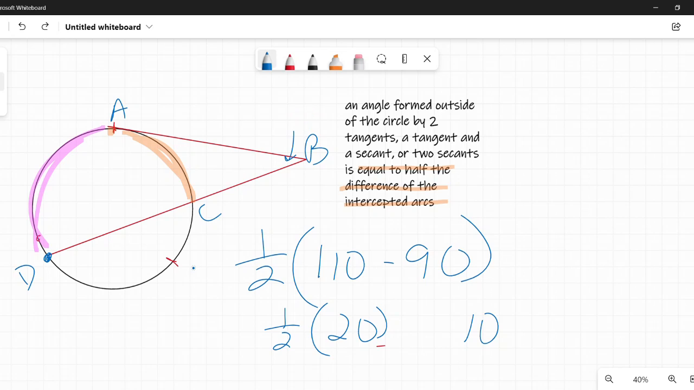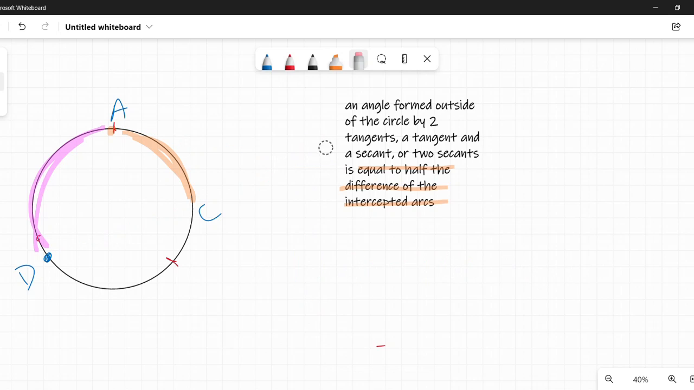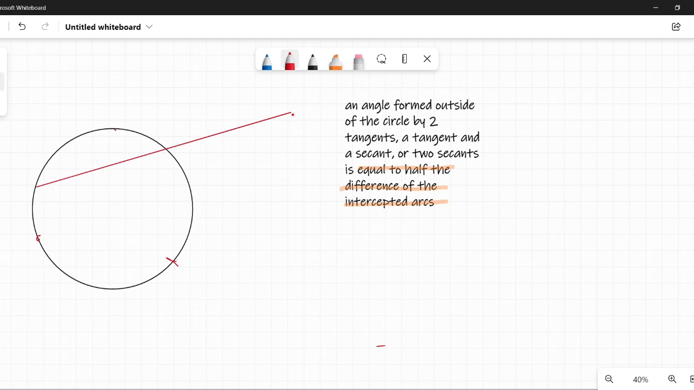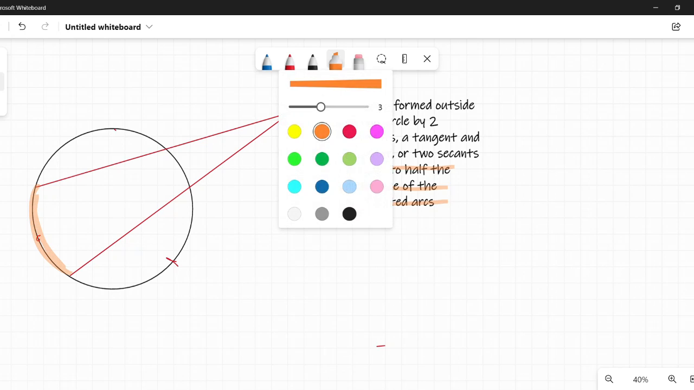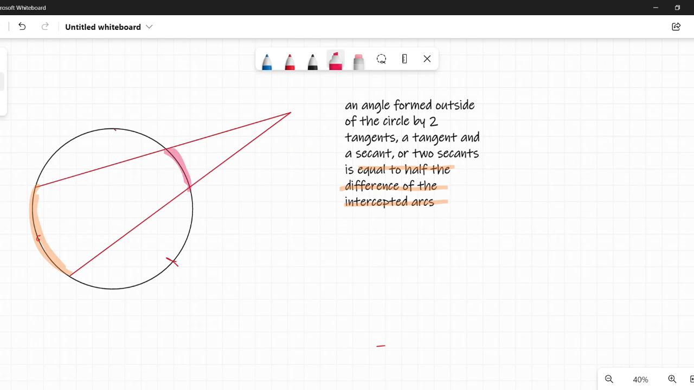Same process if we have two secants. I'm going to draw that just so you're very clear on what those intercepted arcs are going to be. So if I have two secants that are coming across like this, in this case my intercepted arcs would be from here to here. That's the larger one. And then the smaller one is from here to here. Same thing. I subtract the smaller from the larger, multiply by a half. You can also say divide by 2, and that will give you this outside angle.